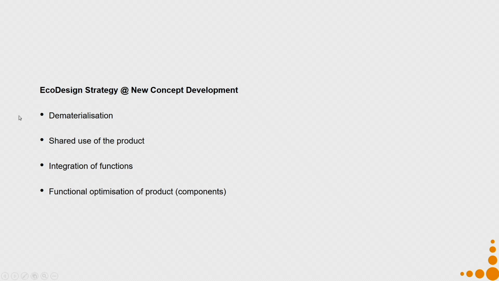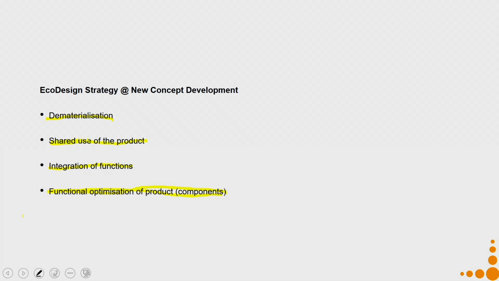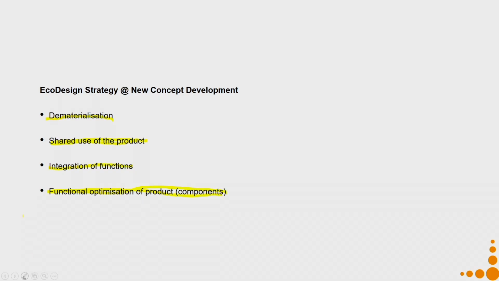If you look at the dimensions, dematerialization, integration of functions, functional optimization of product components, in all these three we are talking about product innovation level related intervention. Only when we are talking about shared use of the product, then we are talking to a certain extent on the consumption side as well. But the main focus of this eco-design strategy is product level innovation, which helps in bringing environmental improvement. Let's see some examples of how to do each one of these.